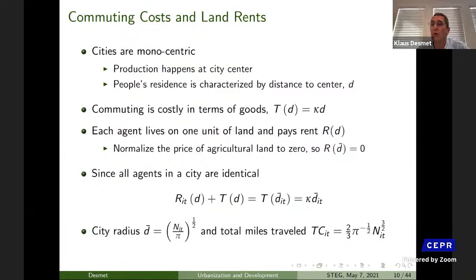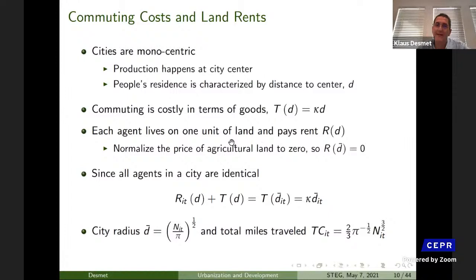And so then you face a trade-off, right? The people who are going to be living further away will have to commute longer distances, right? Commuting is costly. You can model this in different ways. You can think of commuting being costly in terms of time. We modeled it here in this particular paper as commuting being costly in terms of goods. And so the commuting cost T(D), D being the distance from where you live to the city center, will be kappa D, right? So some kind of a parameter times the distance.